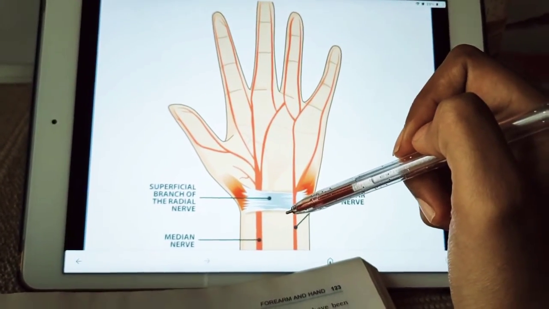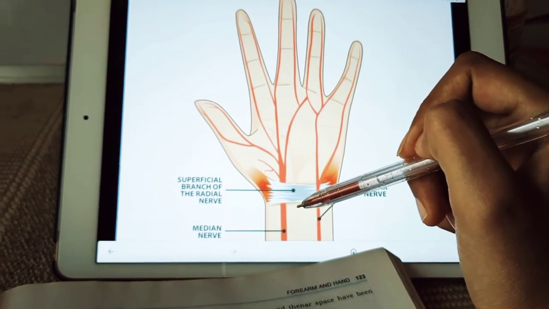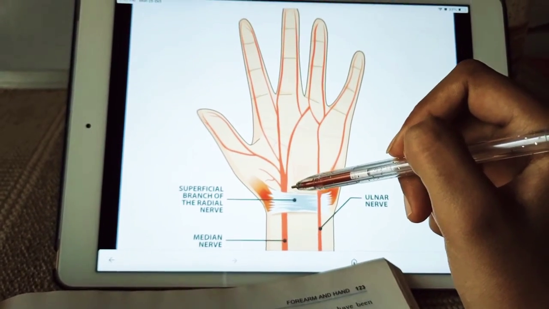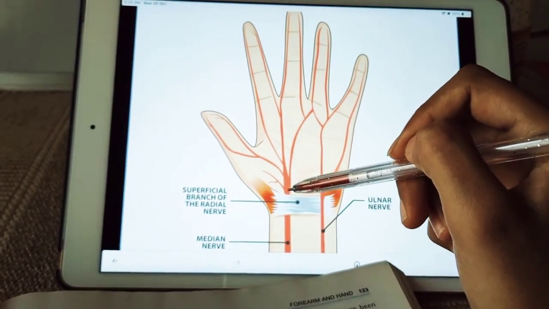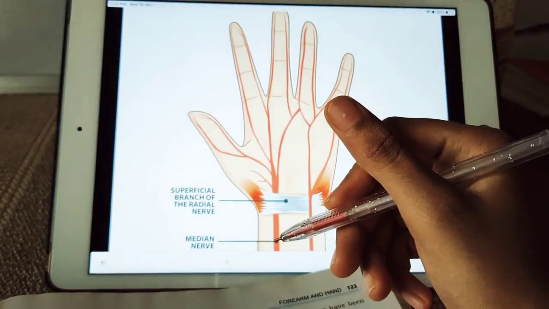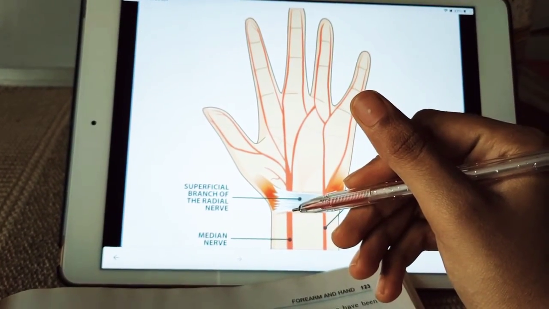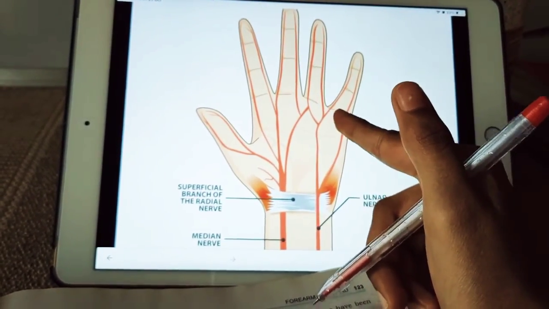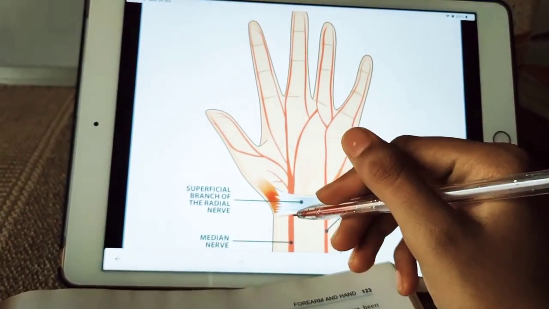Okay, so now let us understand its relations. The median nerve enters the palm by passing deep to the flexor retinaculum, where it lies in a narrow space of the carpal tunnel in front of the ulnar bursa. Of course, if you remember this, in front of the ulnar bursa it will be present, right? And it is a narrow space in front of the ulnar bursa enclosing flexor tendons.